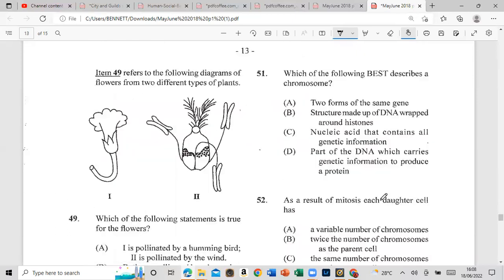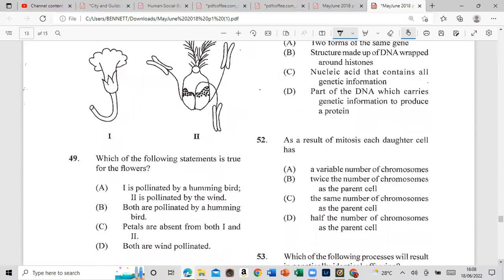49 refers to the following diagram of flowers from two different types of plants. Which of the following statement is true for the flowers? A, one is pollinated by the hummingbird. Two is pollinated by the wind. I'm going no further. Hummingbird absolutely love this, which is our Jamaican national bird. So if you never know that, guys, now you know.